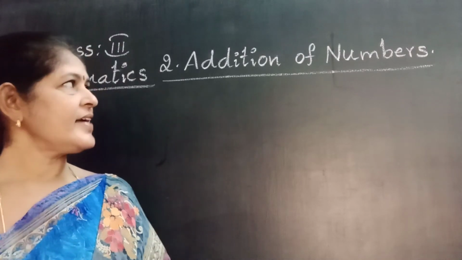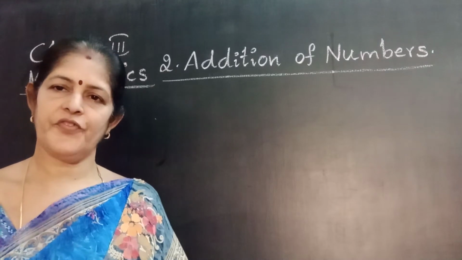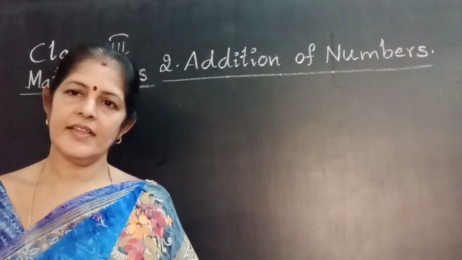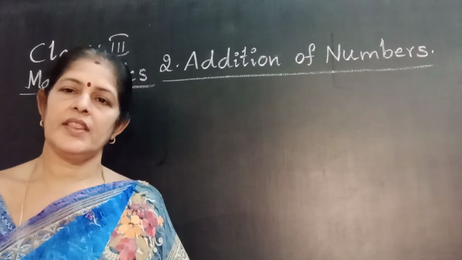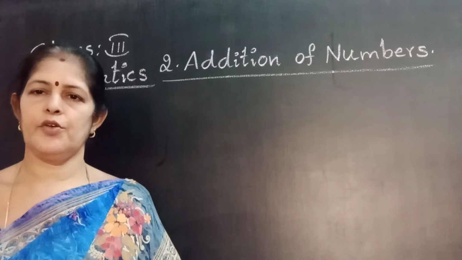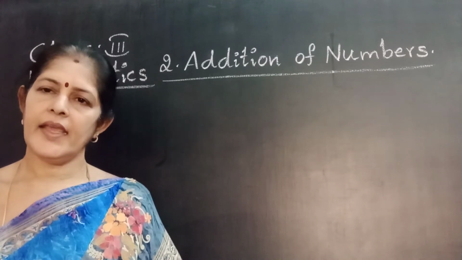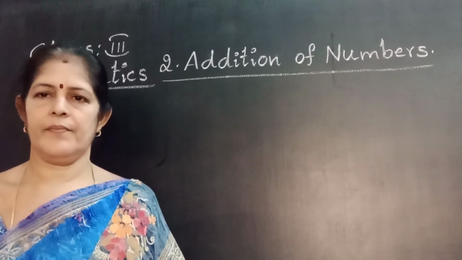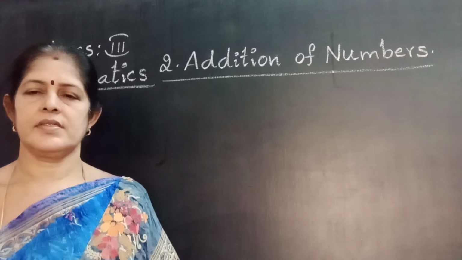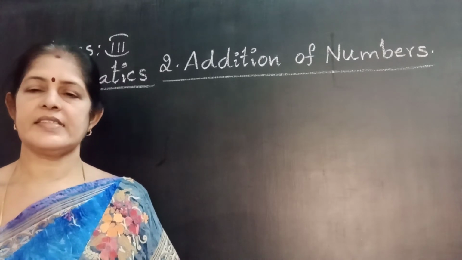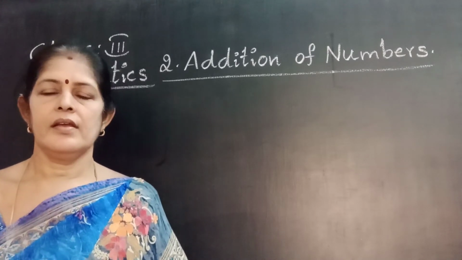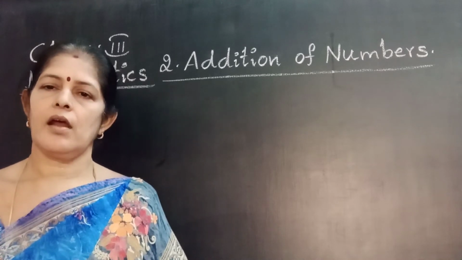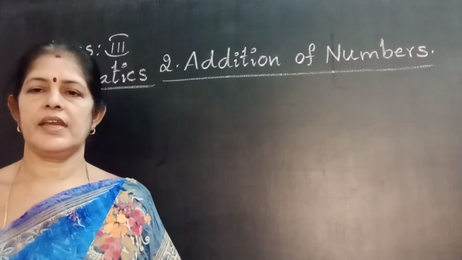Welcome to maths class. Continuation of addition of numbers. We learn in this chapter adding 3-digit numbers without regrouping, with regrouping, and adding 4-digit numbers without regrouping, with regrouping, and word problems, and estimation of the sum, estimated sum, that means rounding of the numbers to the nearest tens, rounding of the numbers to the nearest hundreds.